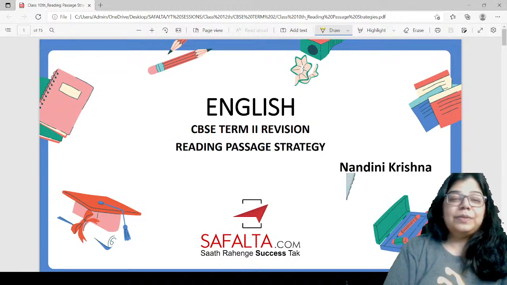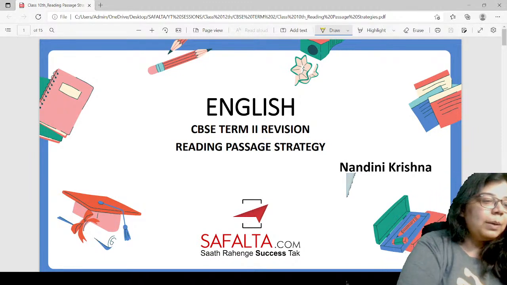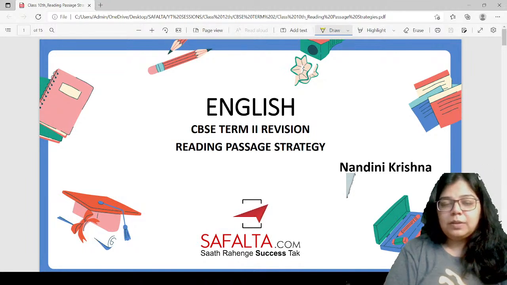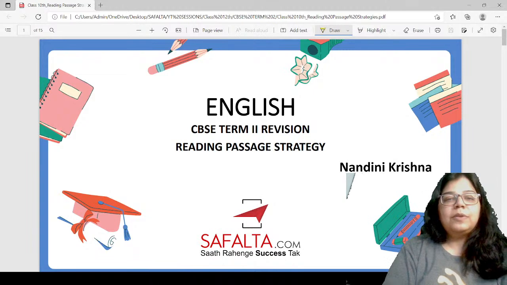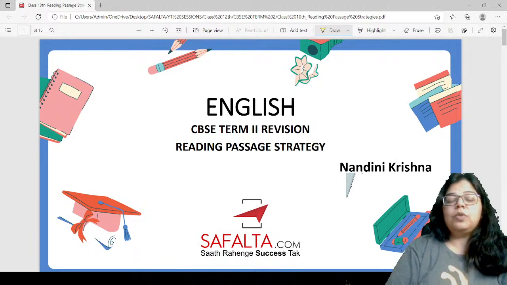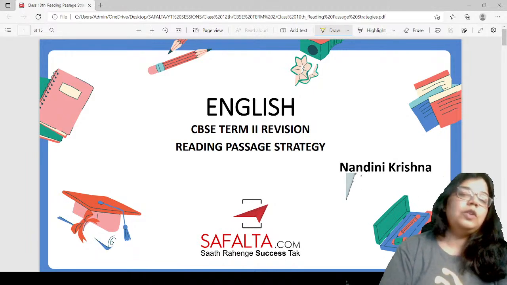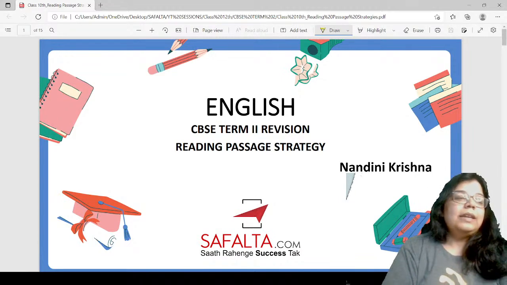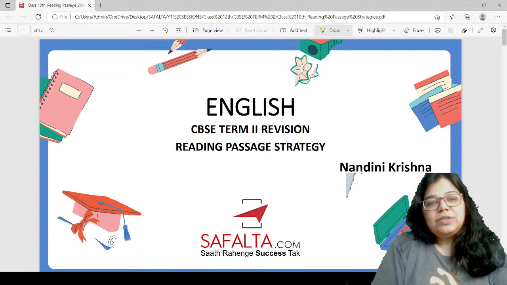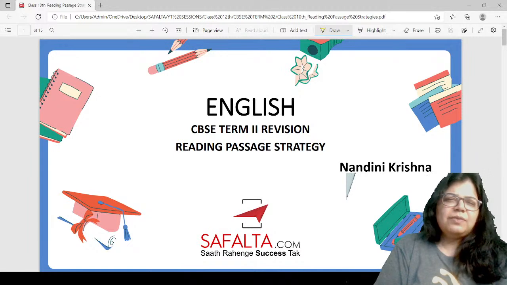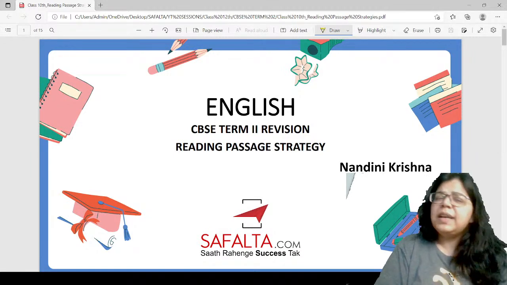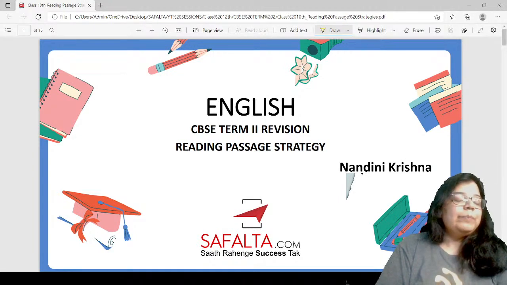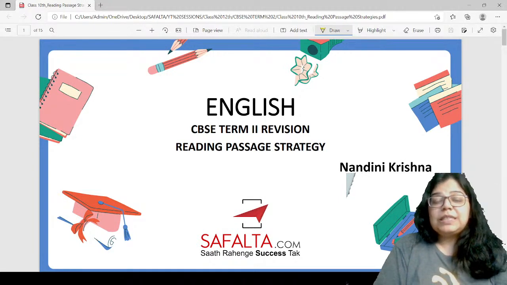And like every day, we come up with these small topics for revision. In the same way we have got today. I have got this topic for revision, which is called reading passage strategies. Now, a lot of you may be thinking, why reading passage? Reading passage is very easy, or it is the easiest part of the exam. Then why is ma'am making us do it? There's a reason for it, and I will tell you the reason for it.